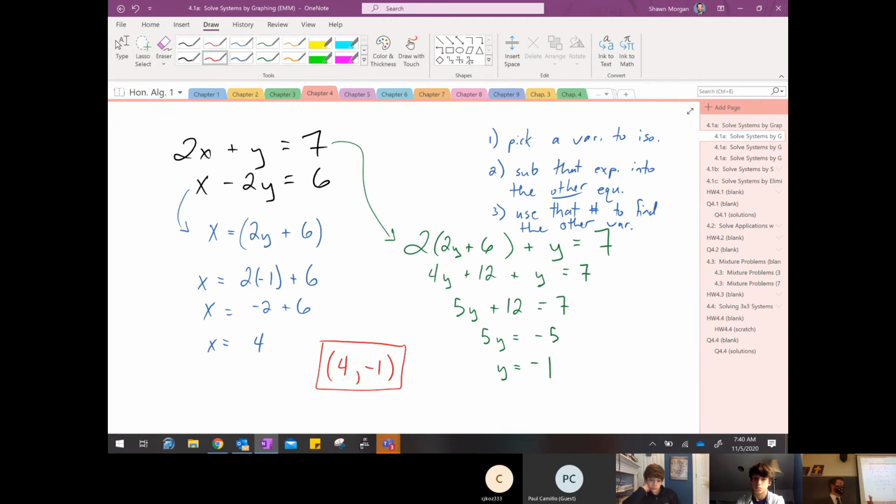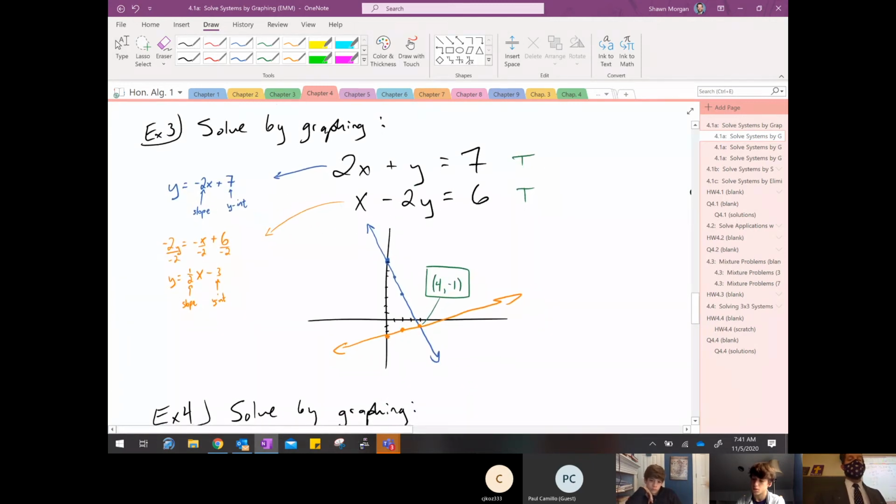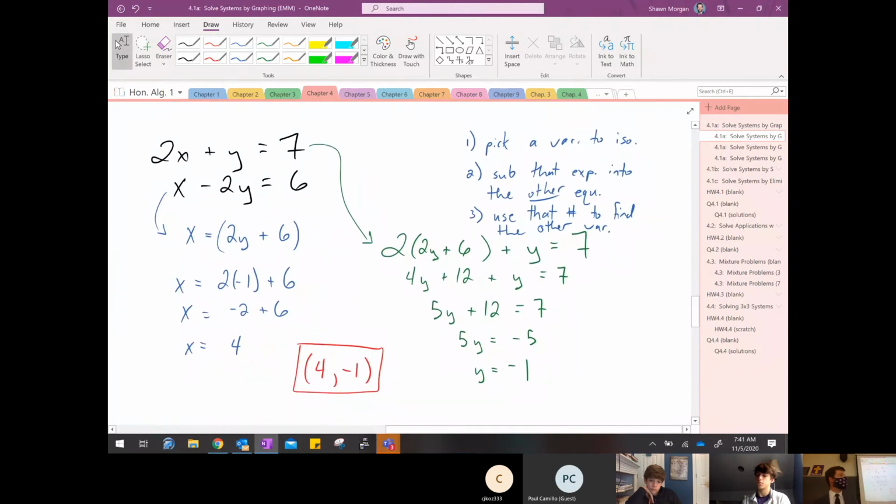That's a 3-step process. Pick a variable, get it by itself, plug that expression into the other equation, solving for that variable, that number, and then take that number and plug it into any of the equations, but smartly you can plug it into the one where you've already got it solved for. And that will help you find your answer in a more reliable way. So we had 4, negative 1 was our answer.